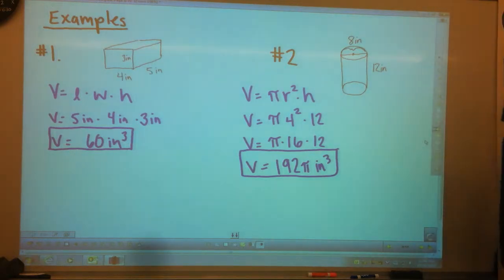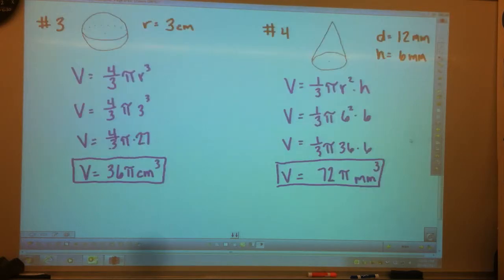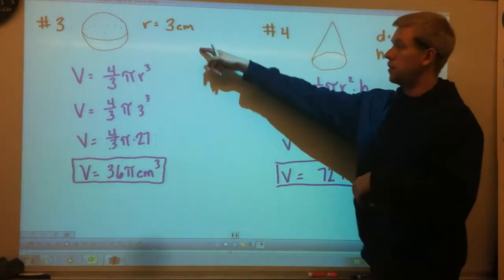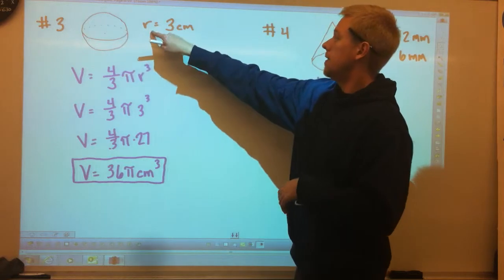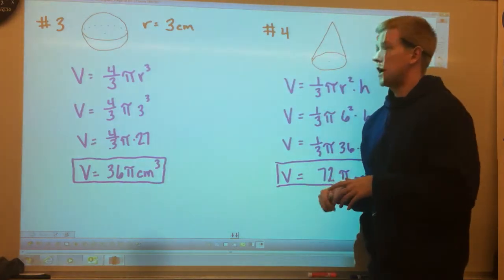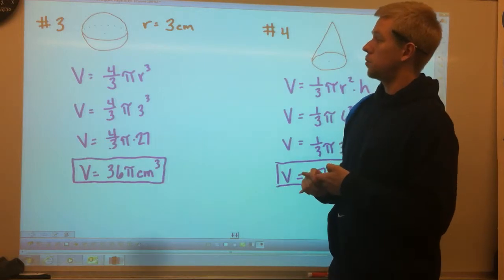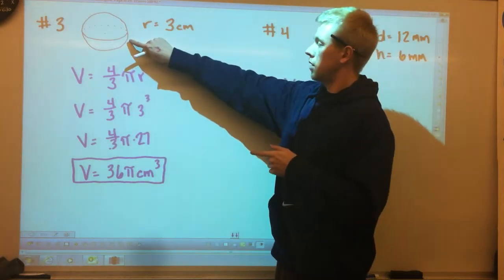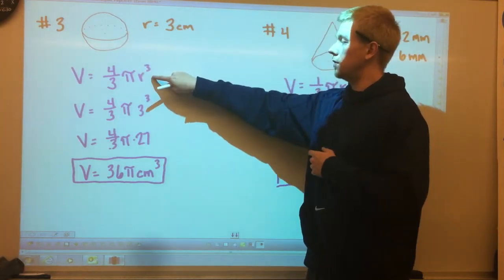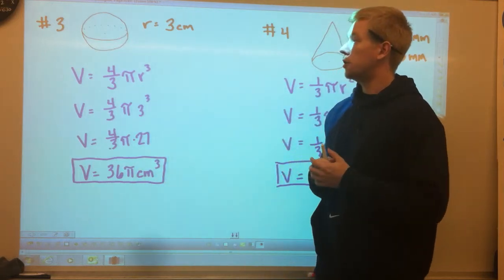So the next 2 shapes we have here are a sphere. Go ahead and draw a sphere here. And then I said r is equal to 3 centimeters. That r stands for radius. So you're going to have a radius of 3 centimeters. Once you draw your picture, go ahead and write your formula down. Your formula is 4/3 pi r cubed.